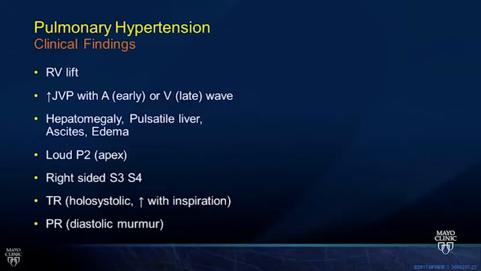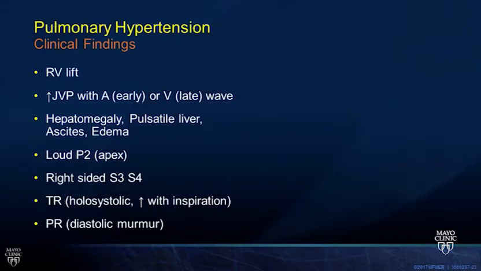Clinical findings are basically those of right-sided heart failure. You might appreciate an RV lift. The JVP is typically elevated. There may be hepatomegaly, the presence of a pulsatile liver, ascites, or edema. P2 is often loud. There may be a right-sided S3 or S4. Sometimes a tricuspid regurgitant murmur.